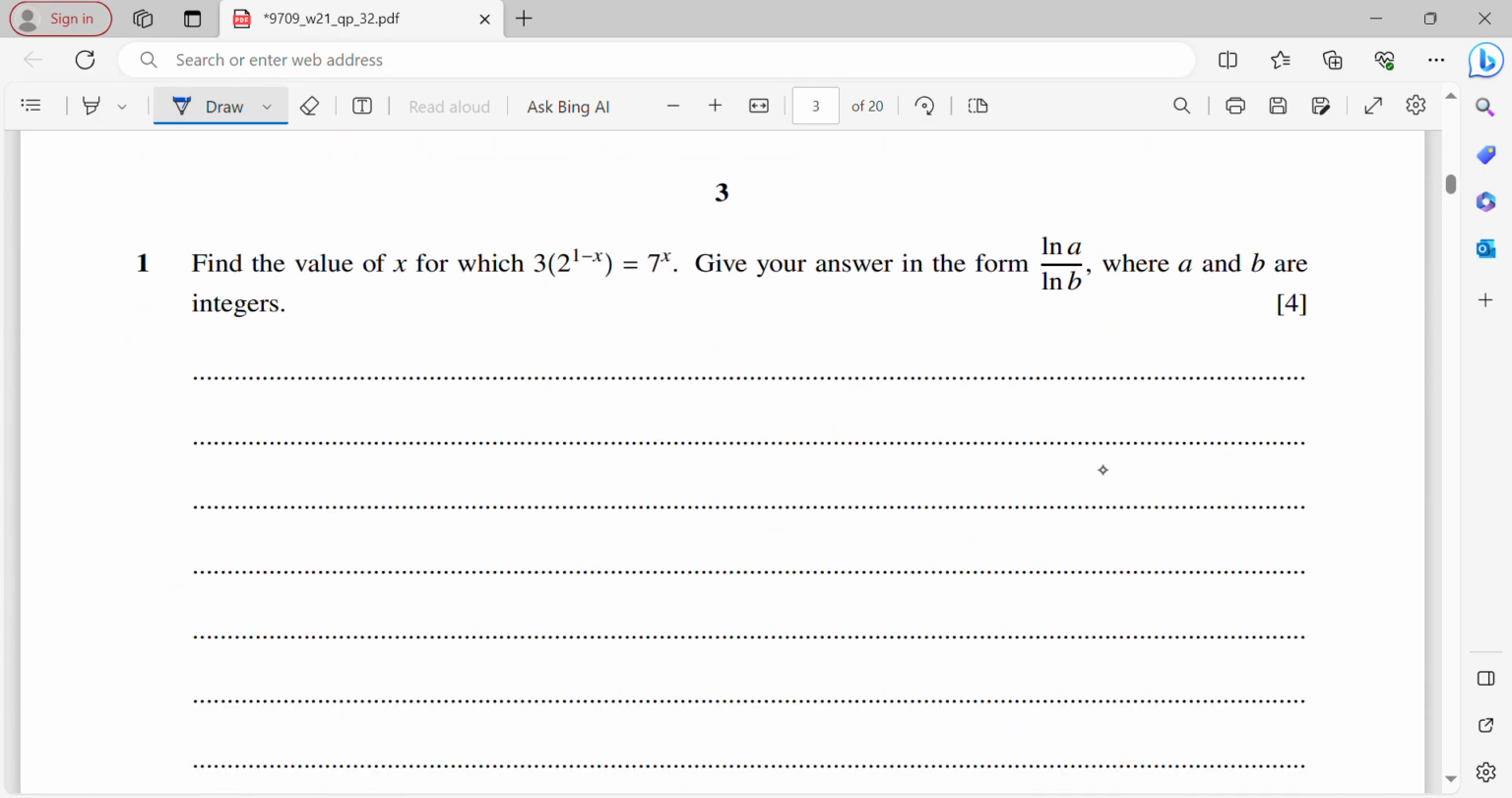Question number 1, find the value of x for which this equation holds. Give your answer in the form of ln A over ln B, where A and B are integers. So first of all, I will copy the question. Now to get the answer in ln form, I will take ln both sides.